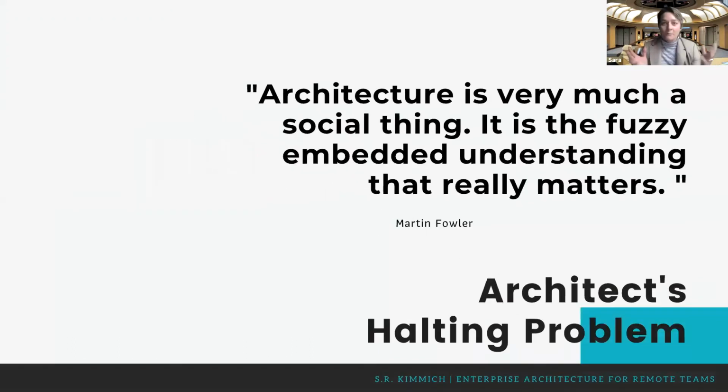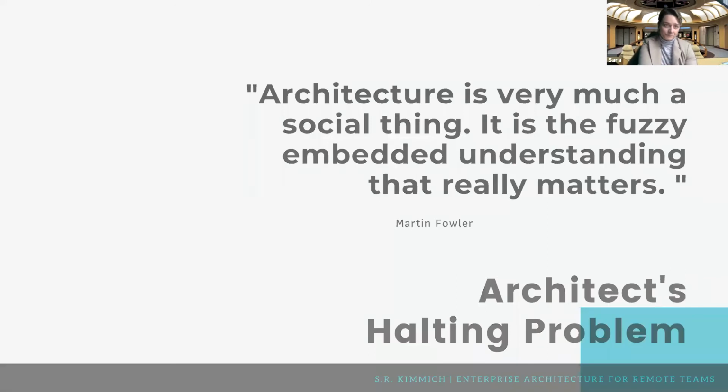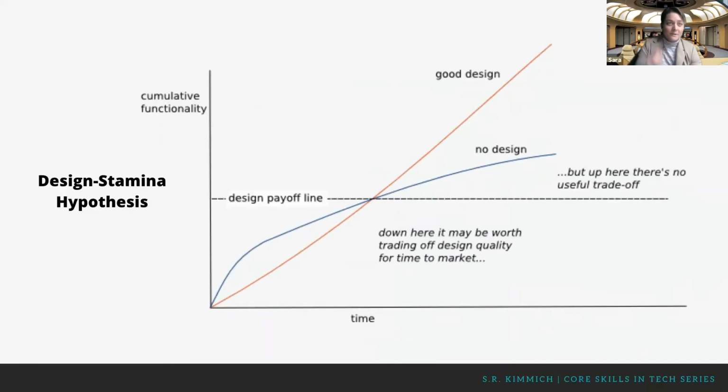And on that note, Martin Fowler really makes this point that doing software architecture can be an incredibly social and fuzzy thing. Knowing what your customer really needs to have delivered and knowing what your team can deliver are things that you can't have initial metrics for most of the time. But we want to be getting to this design payoff line. How do we get there as fast as possible in the design stamina hypothesis?